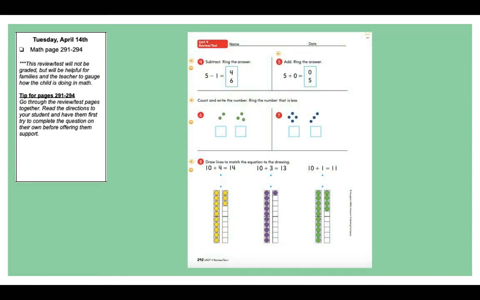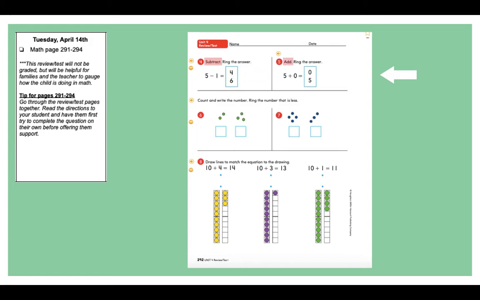Page 2. Number 4 says subtract. That means we're taking away. Then it says ring the right answer. So look here in this blue box, there are 2 numbers. Is 5 take away 1 equal to 4 or does it equal 6? Remember, we're taking away. Circle the one that's right.